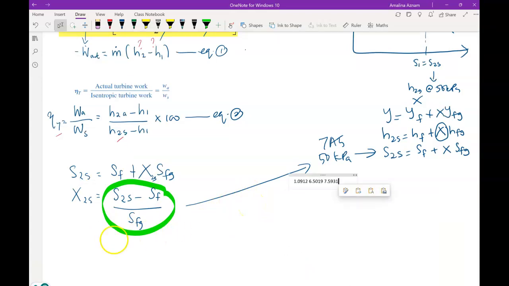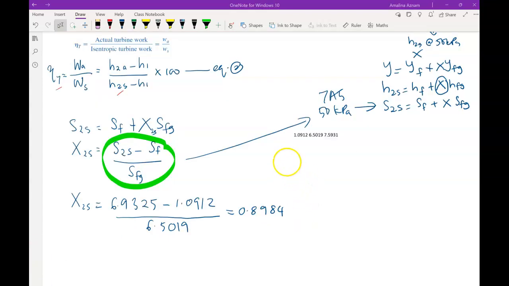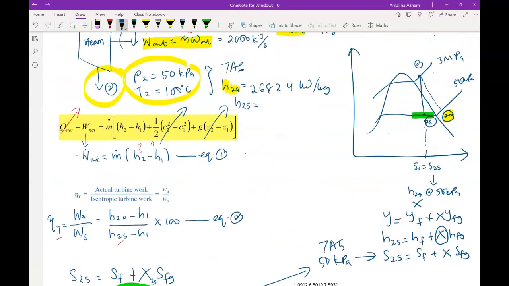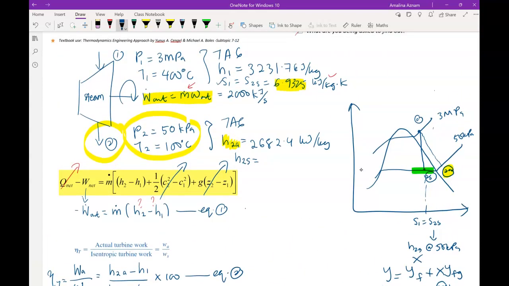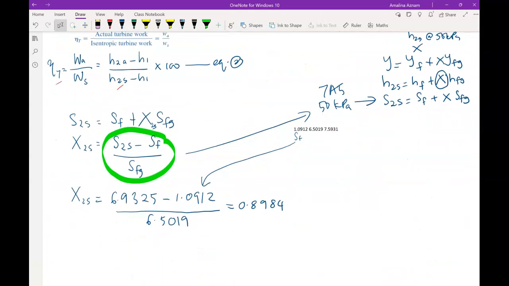Okay, and rewrite it into this mathematical expression. Substitute all these values. So this is your sf. Okay, put it here. Your s2s is equal to s1 that you get over here. Okay, so plug in the value, and then you have your sfg coming from this part over here. And that will give you x2s is equal to 0.8984.